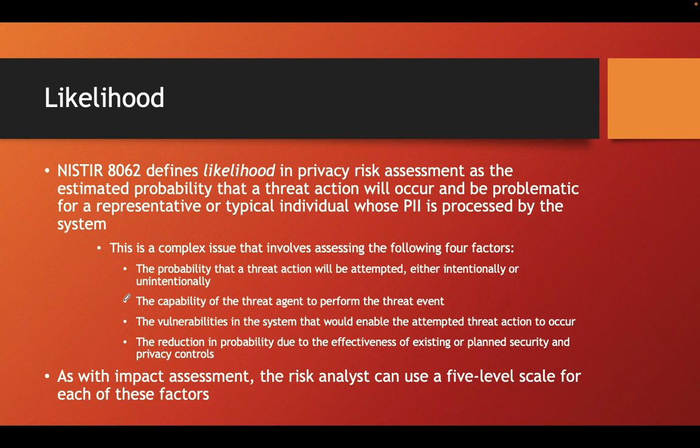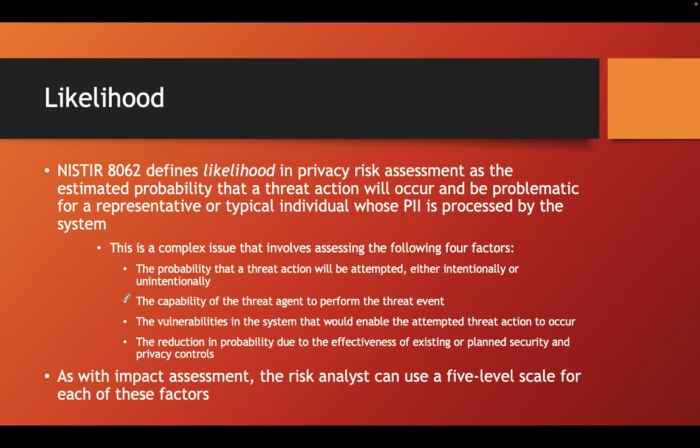Now let's go to the probabilities, the likelihood. The likelihood has also been documented in NIST IR 8062. It defines the likelihood in the privacy risk assessment as the estimated probability that a threat action will occur and can be problematic for a representative or typical individual whose personally identifiable information is processed by the system. This takes a holistic look. This is a complex issue that involves assessing the following 4 factors.